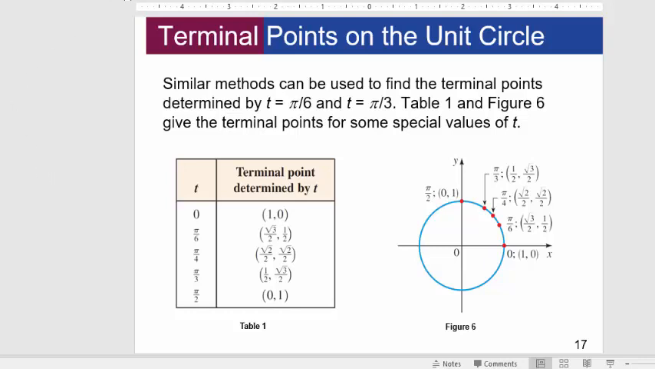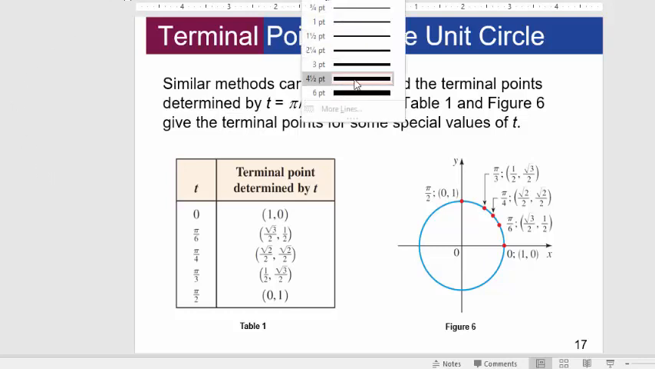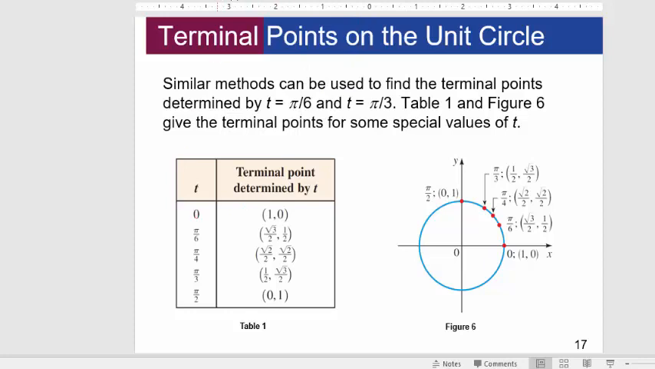So then there's what you get, right? So then they show you the different values, right? So 0 we knew was the point 1, 0. Pi over 4 we knew was the point radical 2 over 2, radical 2 over 2. But then, pi over 2 we knew was 0, 1, right? That was straight up.